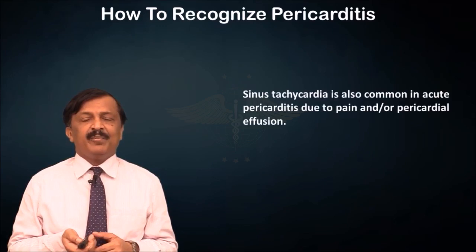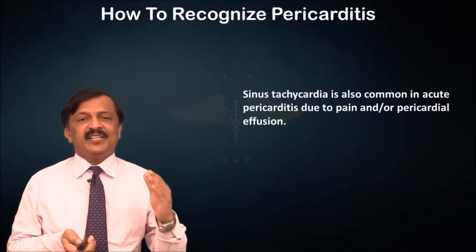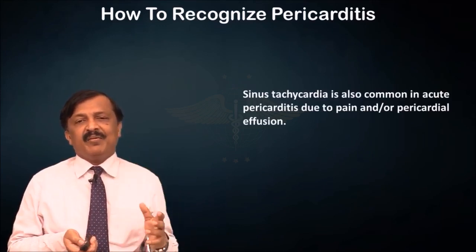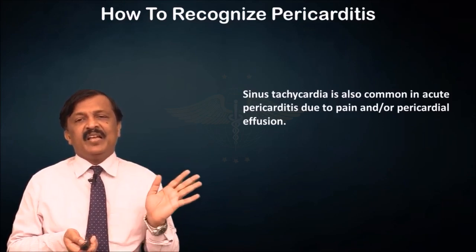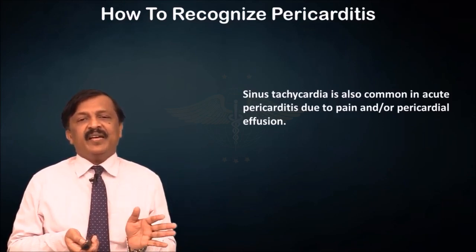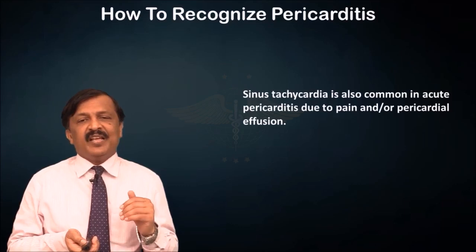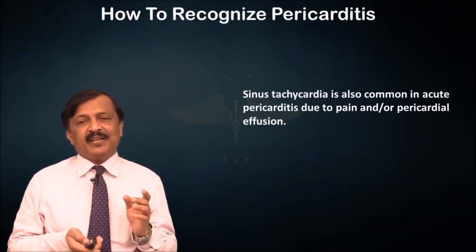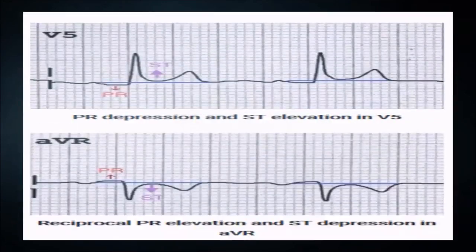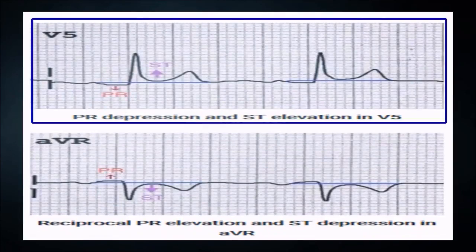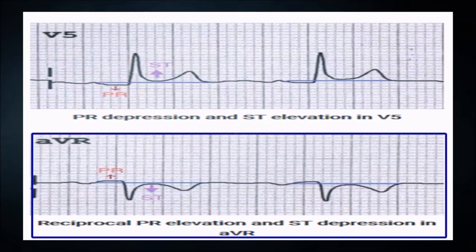So in acute pericarditis, what you see is ST elevation with concavity upwards and PR segment depression in most of the leads, and ST depression in AVR along with PR segment elevation. This is how it looks in V5: you can see ST elevation of around 1 millimeter, concavity upwards, and PR segment depression. In AVR you will see ST depression and PR elevation. These are reciprocal changes.